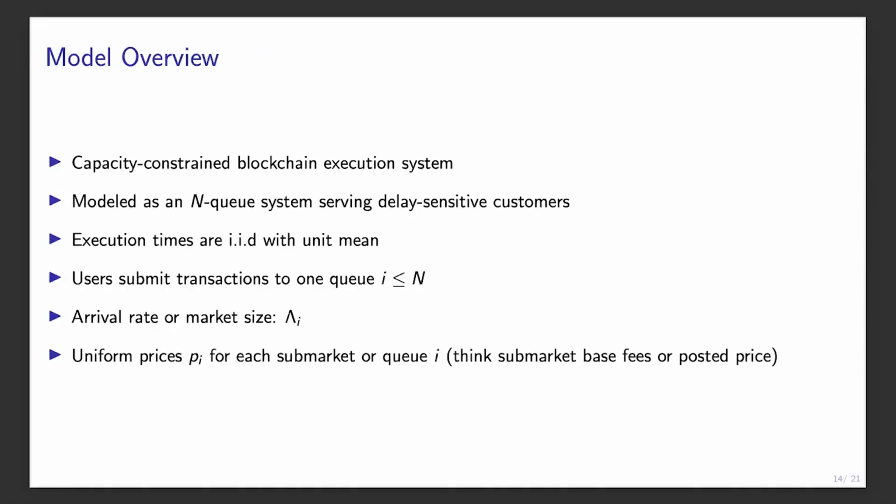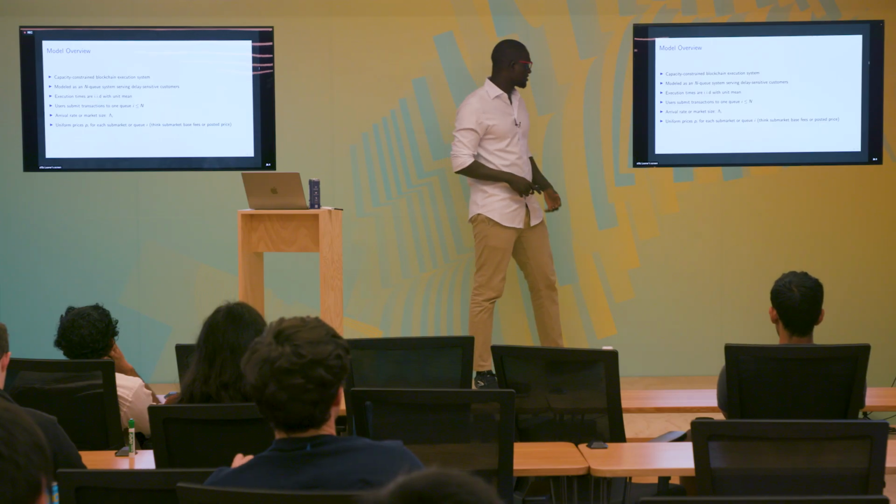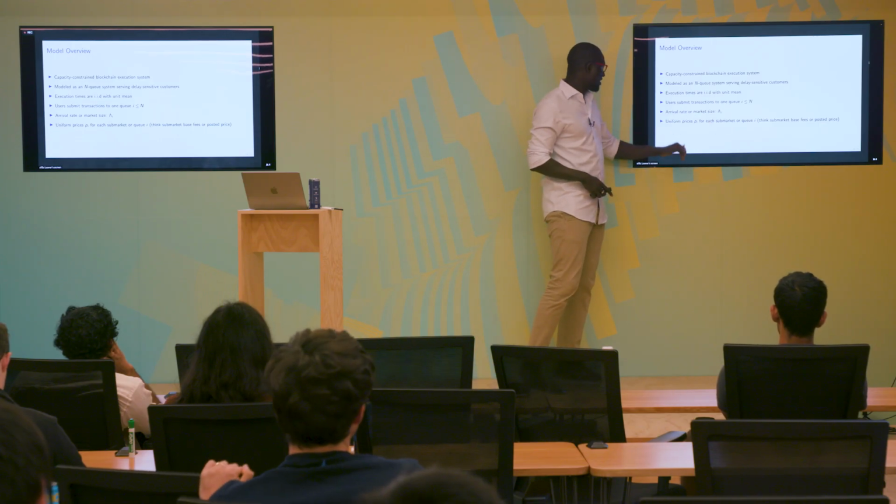The way we think about it, we're going to have a capacity constrained blockchain system, which will be an N-queue system where the people are delay sensitive customers. The execution times are IID with unit mean, and users submit transactions to one queue. Okay, so this is an assumption. I'm going to talk later about the notion of equilibrium here. You're going to have the arrival rate, or what I'll call here market size, of how many people are arriving in this queue to submit a transaction, this big lambda i.